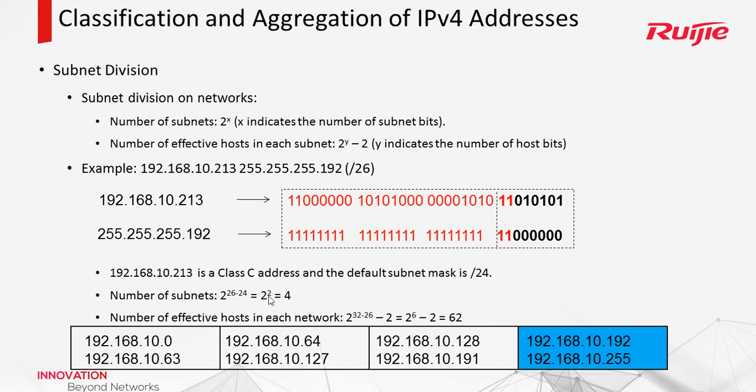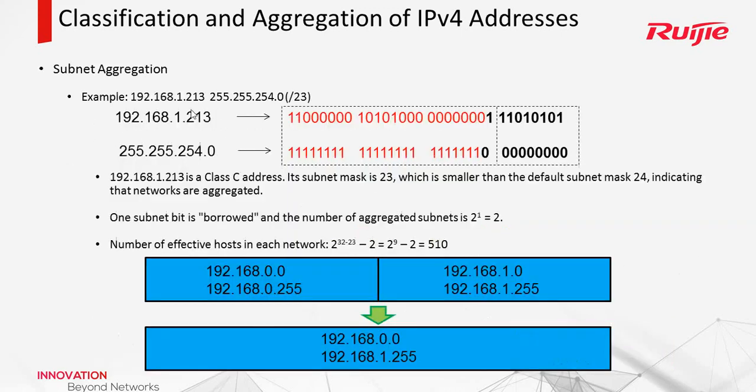So we can have 2 to the power 2 equals 4 subnets. And for the host, we only have 2 to the power 6, because 8 minus 2 is 6. Then we also need to minus 2 because the first IP address is for the network ID and the last IP address is for the broadcast. Then we have 62 IP addresses available for the PCs. Now we can write them out as 4 subnets.